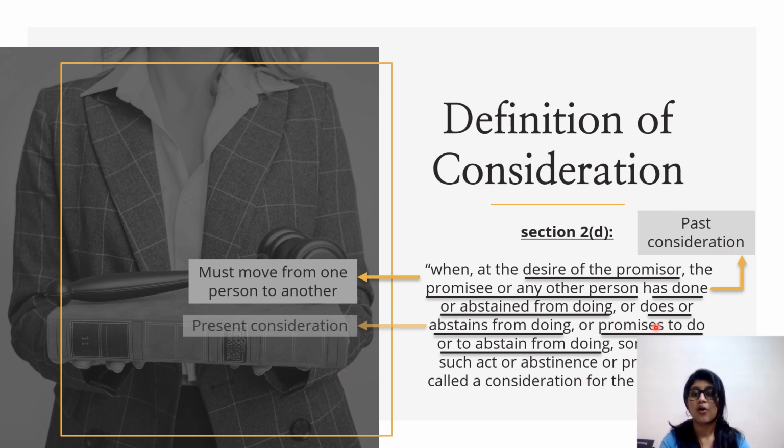Next, we have or does or abstains from doing. This is what is known as a present consideration. This will happen right now. I'm going to give you something, you're going to give me something in return. That is a present consideration.